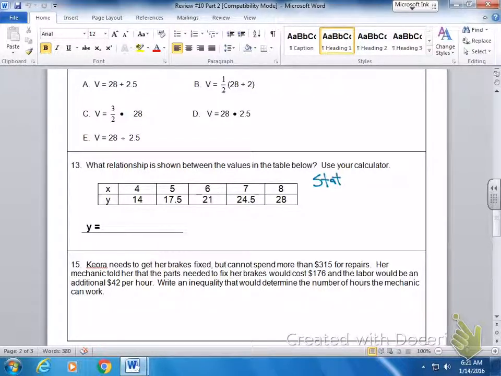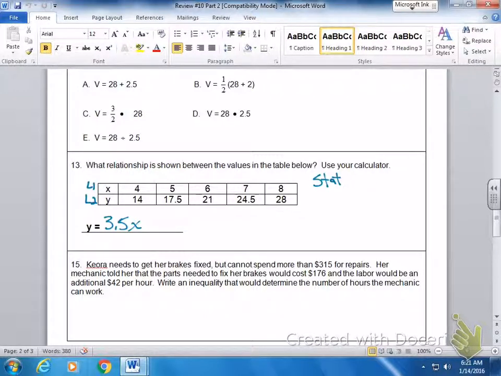You go stat edit. You put your first column x into L1, your next one into L2. We have x and y here, it could be a and b, it could be w and z. It doesn't matter. Use your stat. Remember, it's a multiple choice test, so you could always plug some values into the equations it gives you. If you put this one into your calculator, you should get y equals 3.5x. So not a very tough problem.